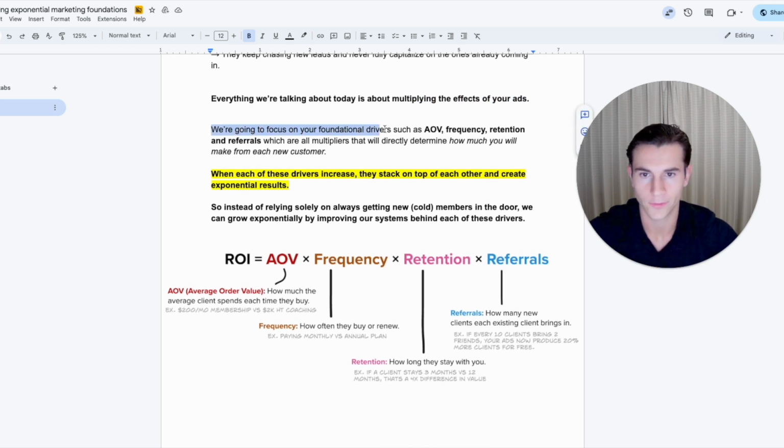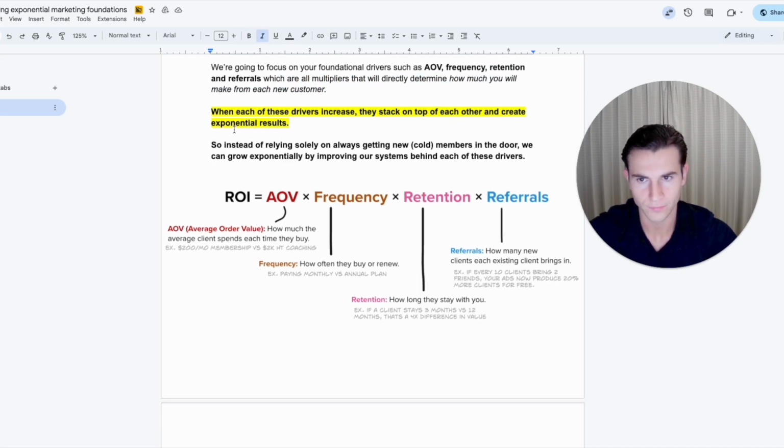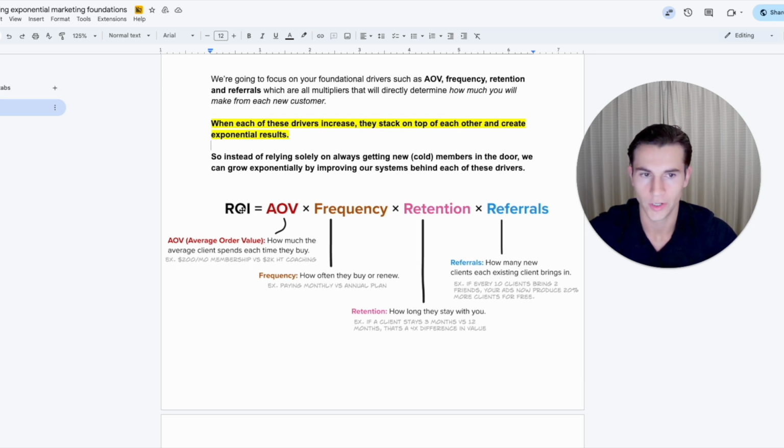So we're going to focus on your foundational drivers, which make up your business, such as average order value, the amount of money people are spending with you, the time frame between when people buy with you, the retention, and then referrals, which are all multipliers that will directly determine how much you will make from each new customer. When each of these drivers increase, they stack up on top of each other and create exponential results. So your return on investment is very simple. It's a multiple of these different factors.